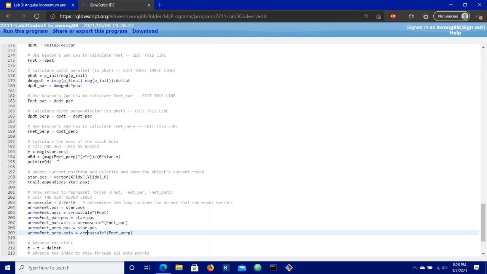And here's where we plugged in the equation we saw on the slide. We have arrows dictating the F net, which is going to be shown through the simulation. So let's run the simulation.